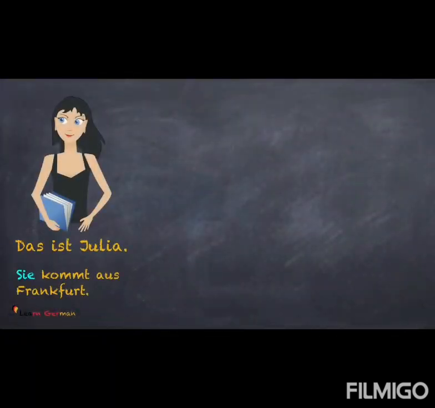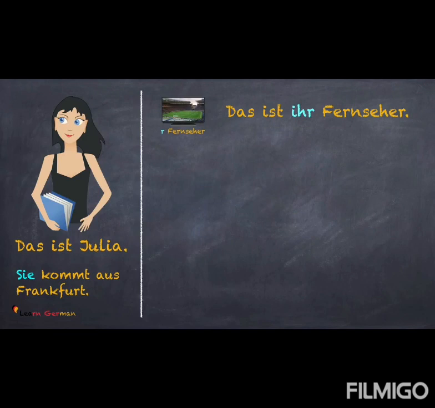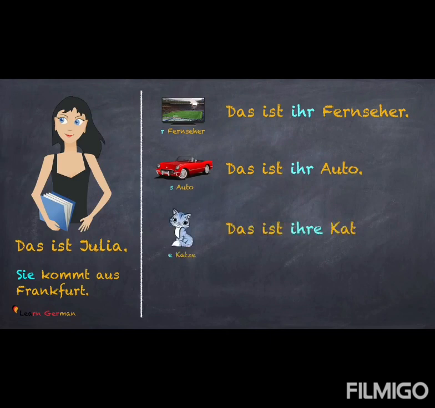Das ist Julia. Sie kommt aus Frankfurt. Das ist ihr Fernseher. Das ist ihr Auto. Das ist ihre Katze. Das sind ihre Bücher. So once again, you use ihr when the article is der or das, and ihre when the article is die in feminine or in plural.